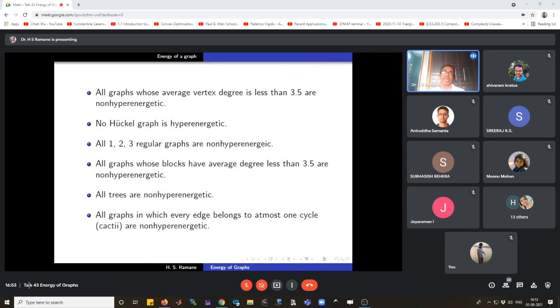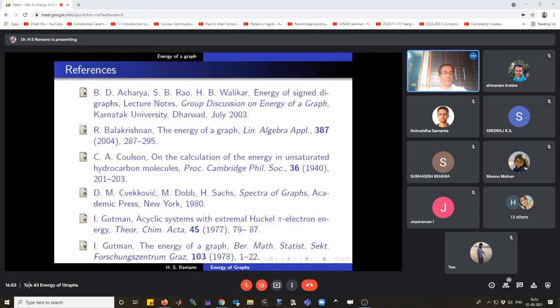But for hyperenergetic graphs, such a condition does not exist so far, even for border energetic graphs. A border energetic graph is a graph which is not a complete graph, and whose energy is equal to 2 times n minus 1. For border energetic graphs also, some conditions do not exist so far, so one can think on that. These are some references.